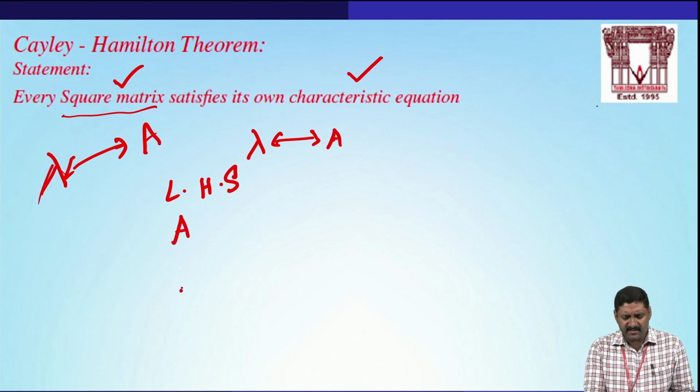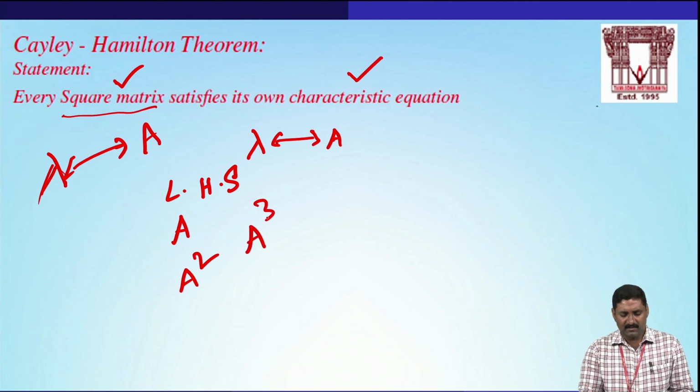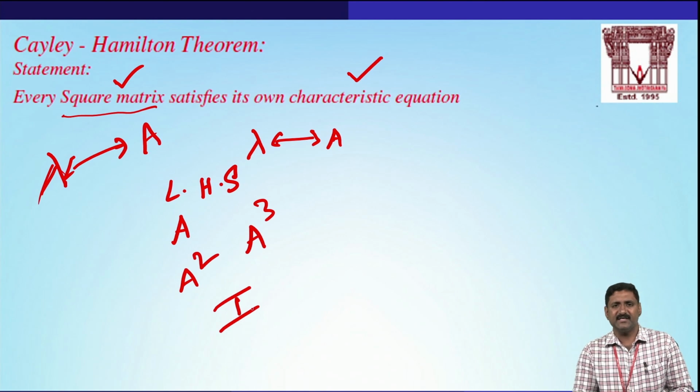From A, calculate A square, calculate A cube. In the matrix polynomial, anyway you have I. I means the identity matrix of order 3 by 3 if the given matrix capital A is of order 3 by 3. If it is 2 by 2, capital I is the 2 by 2 identity matrix 1 0 0 1.